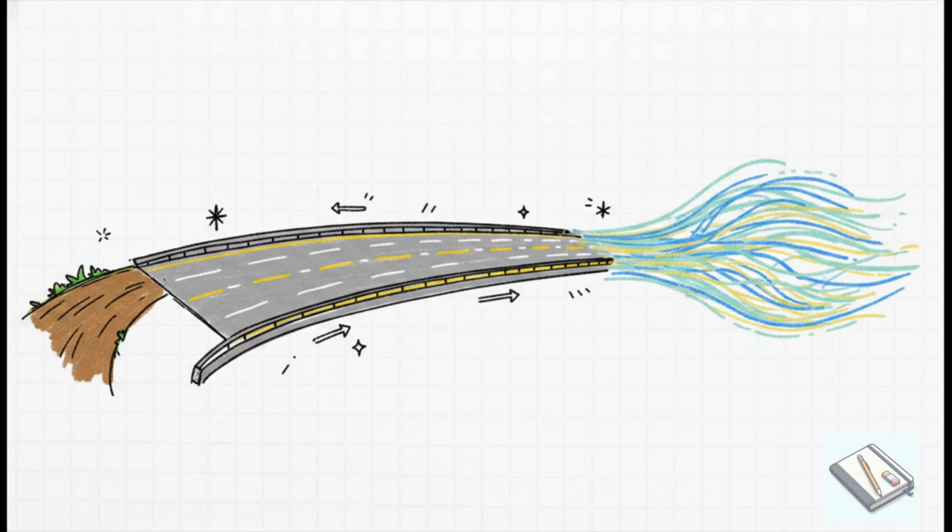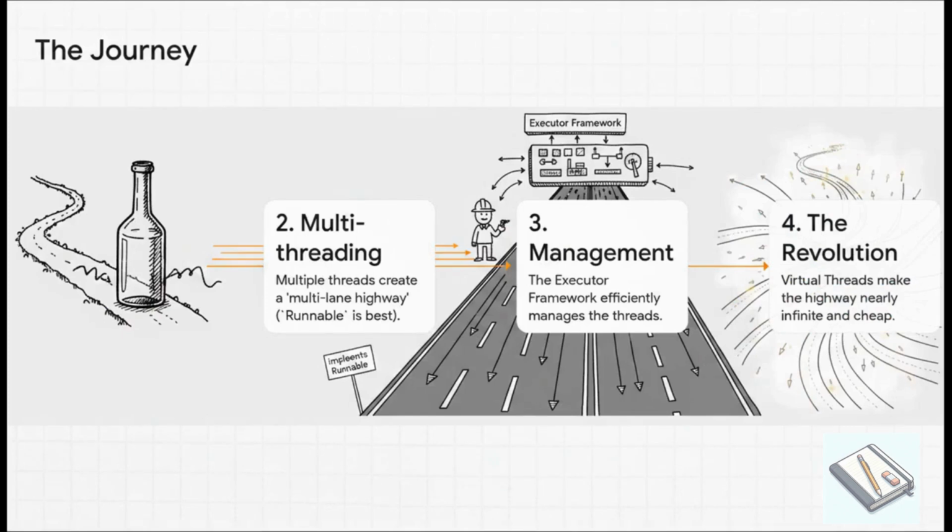Okay, let's just pause for a second and look back at the journey we just took. We've gone from the simplest possible program all the way to the absolute cutting edge of how software can run. We started with that single lane road, that one main thread, and saw how it was a huge bottleneck. So we built a multi-lane highway with more threads and learned that using Runnable is the best way to do it. Then we brought in a traffic manager, the Executor Framework, to keep that highway running smoothly. And finally, with virtual threads, we basically made that highway infinite.